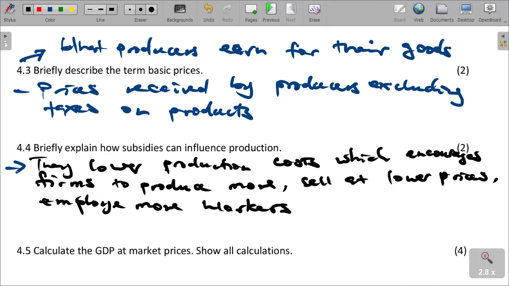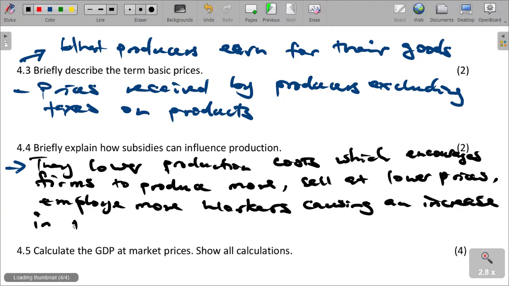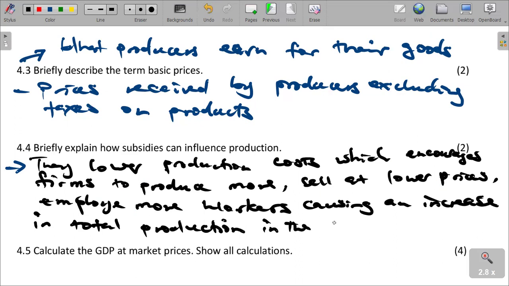They can employ more workers. At the end of the day, this increases total production in the economy, causing an increase in total production in the economy.